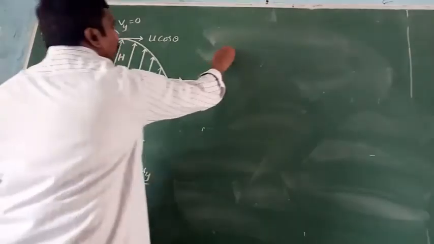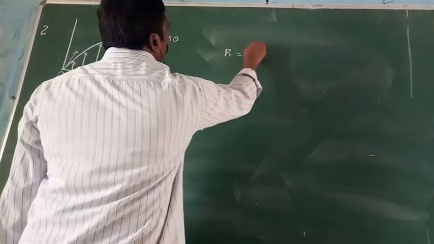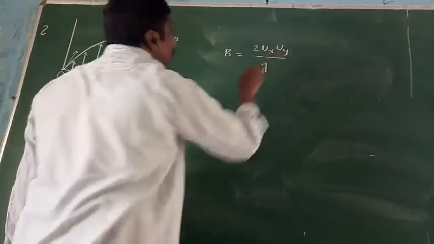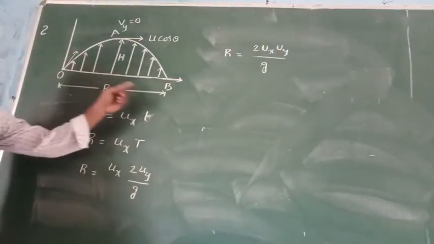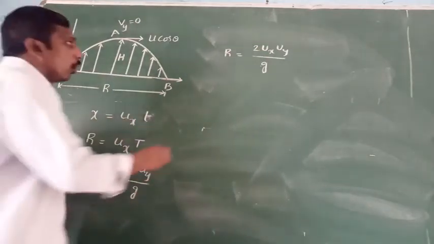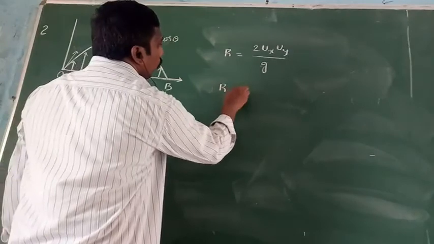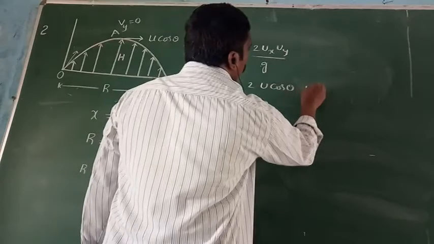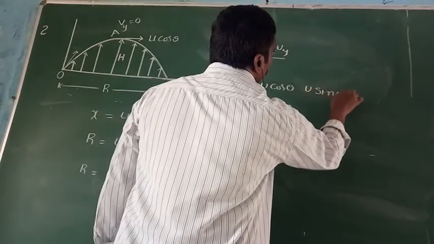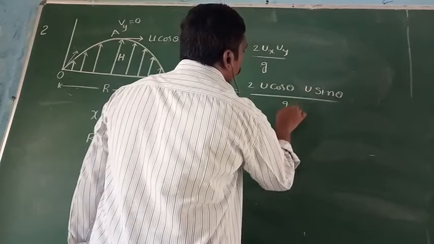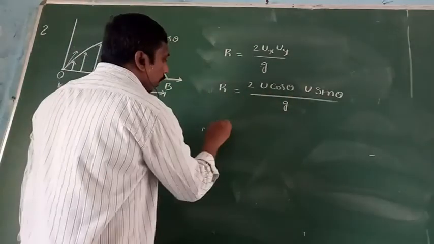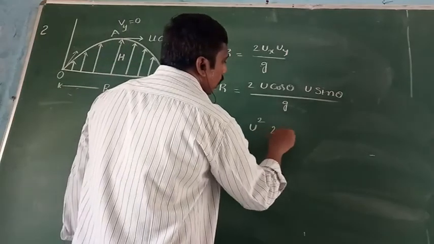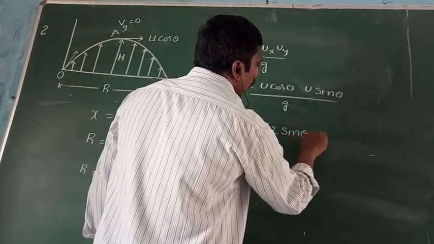So range R is equal to 2 ux into uy divided by g. This is the expression for the horizontal range. We know ux is equal to u cos theta and uy is equal to u sin theta. So R is equal to u cos theta into u sin theta into 2 by g. If you multiply, then you get R is equal to u square into 2 sin theta cos theta by g.